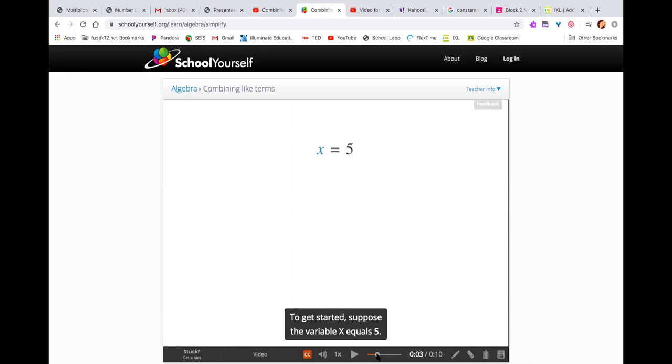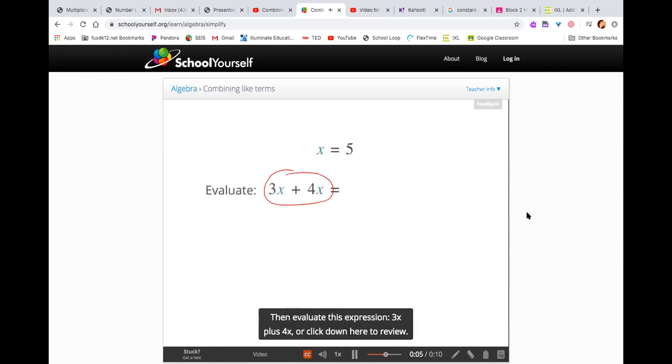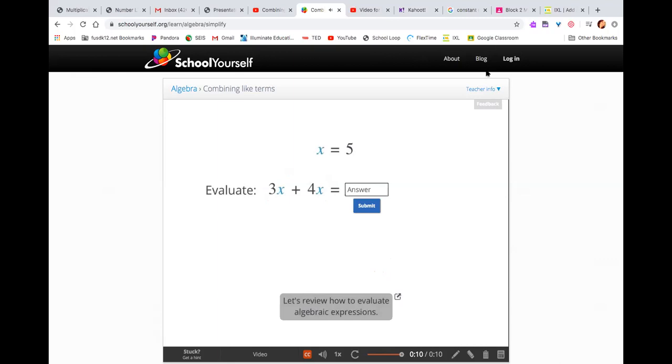So let me put this back here. To get started, suppose the variable x equals 5. Then evaluate this expression, 3x plus 4x, or click down here to review. Okay, so it's telling us x is equal to 5. So what do we do with x being equal to 5?